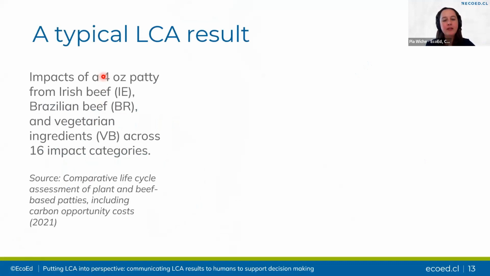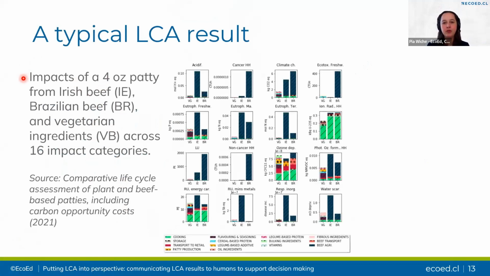Let's see a typical LCA result. So this is impacts for a 4-ounce patty for Irish beef, Brazilian beef, and vegetarian ingredients across 16 impact categories. And this is what we would usually see. So it's very compact, which is great. It has a lot of information, which is also great. So we have 16 impact categories. We have 3 types of products, right? And even within the products, we have different processes that come with these products.